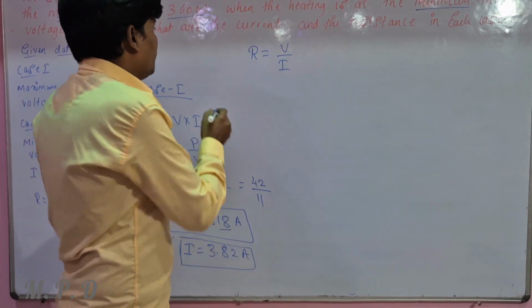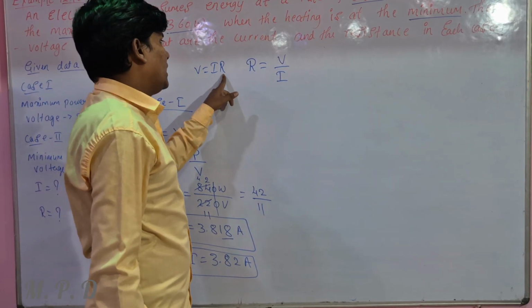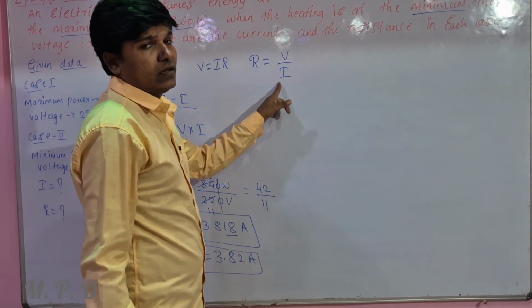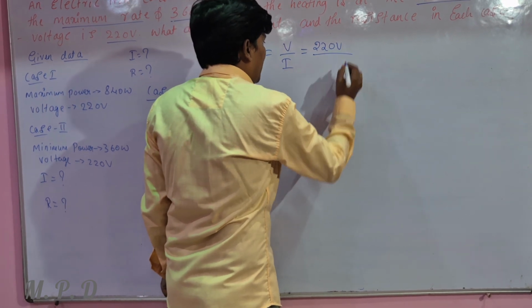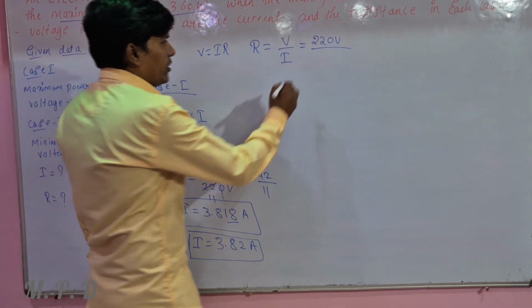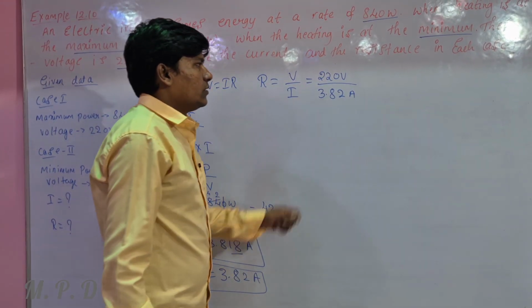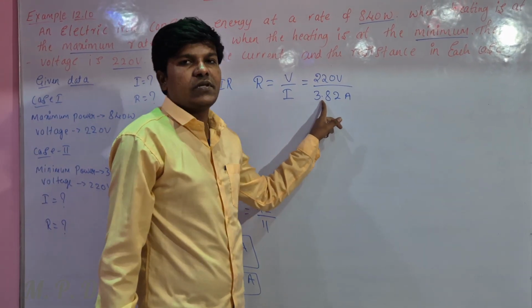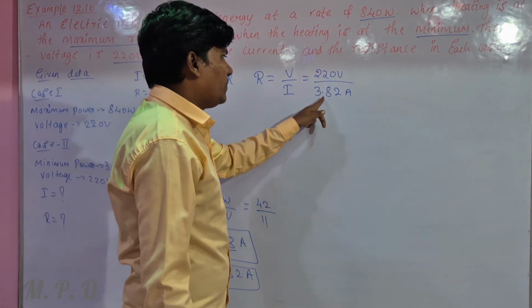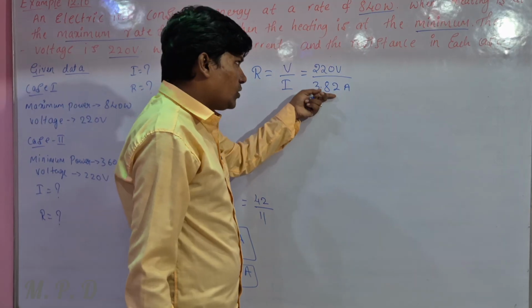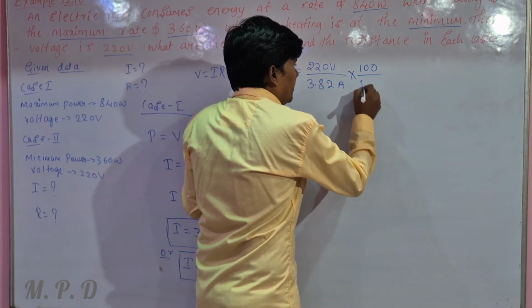We know that V is equal to IR. This is the formula. We have to find out the R, so we take V divided by I. V is 220 volt, and the I we found is 3.82 ampere. See here, there is a point here. When the point arrives, apart from the 2 digits, we can add both sides. So 100 divided by 100.